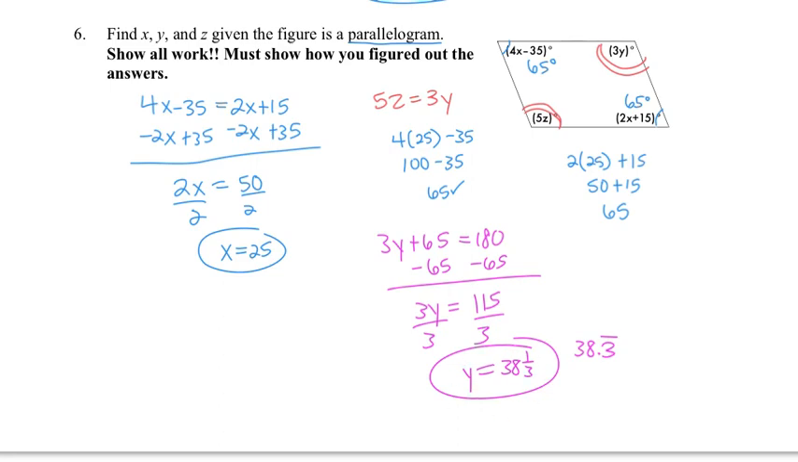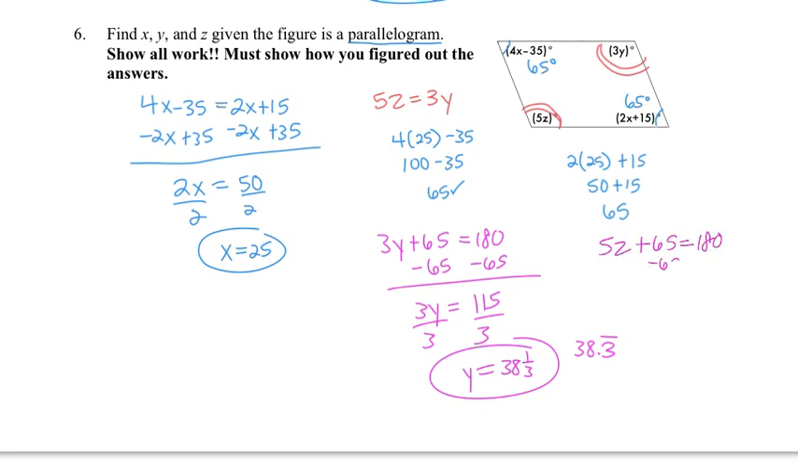All right, let's do our last one. So again, it doesn't really matter how you find it. I can plug this back in. I can do 38 and a third times 3. So this 3y is equal to 115. So I can plug in 115 right here. 3y is 115, so plug it in here to solve for z, or I can say 5z plus 65 equals 180, or there are other ways we can solve for that. But I'll say 5z plus 65 equals 180.